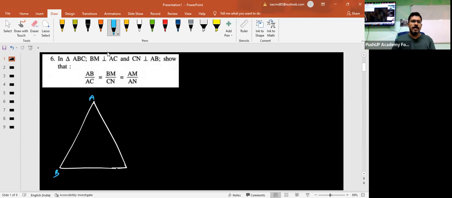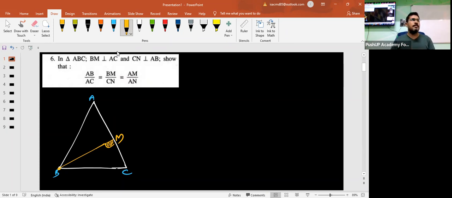There is a triangle ABC. Now BM is perpendicular to AC. So where is B? Over here. From this point B, let me draw a perpendicular line to AC. So this angle is 90 degrees. And this point is M. BM is perpendicular to AC.